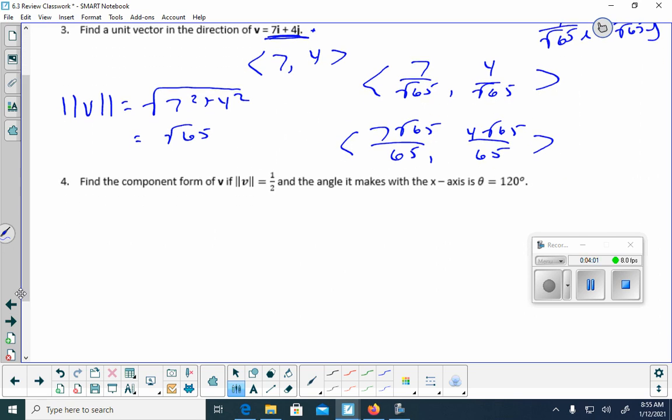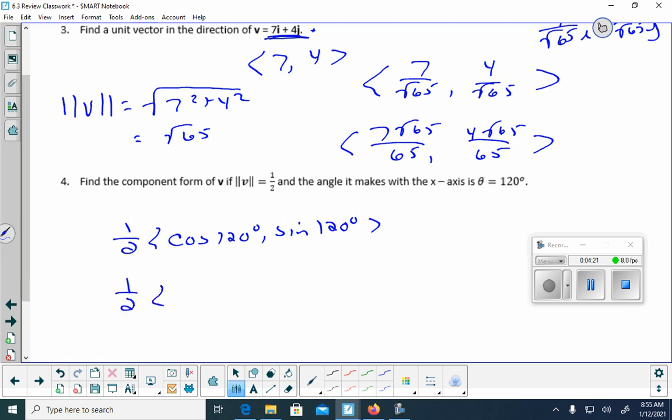The next one, find the component form of a vector v if the magnitude is 1/2 and it makes an angle with the x-axis of 120. So I'm going to take the magnitude and then I'm going to multiply it by the cosine of 120 degrees, sine of 120 degrees. Those are values on my unit circle, so I should use my unit circle.